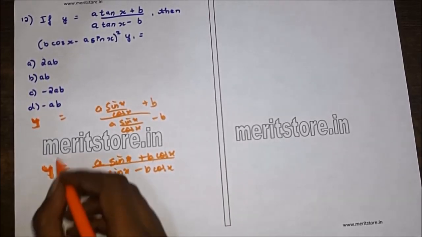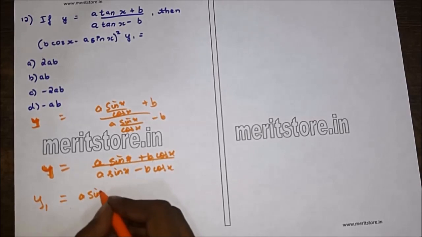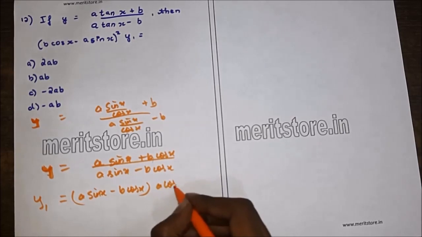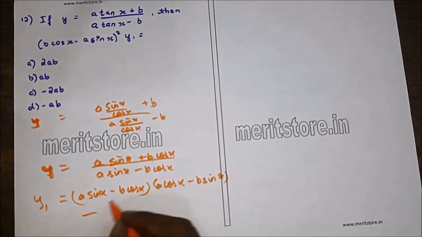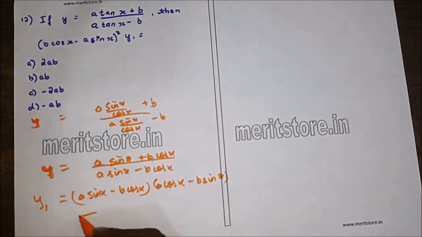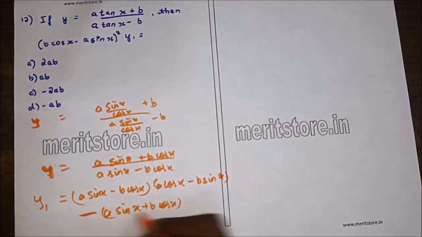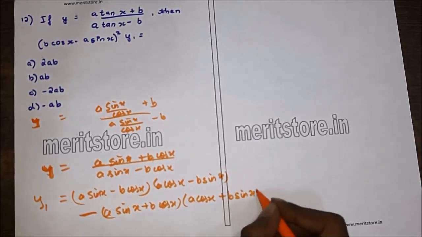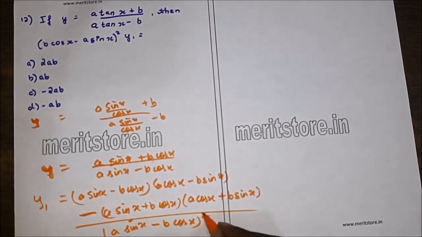So we differentiate y. So we get y1 is, this is in the form of u by v. So (a sin x minus b cos x) into differentiation of numerator, that is a cos x minus b sin x, minus, u into derivative of v, that is (a sin x plus b cos x) into (a cos x plus b sin x), divided by (a sin x minus b cos x) the whole square.